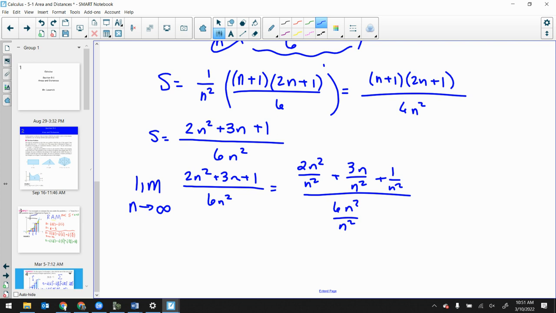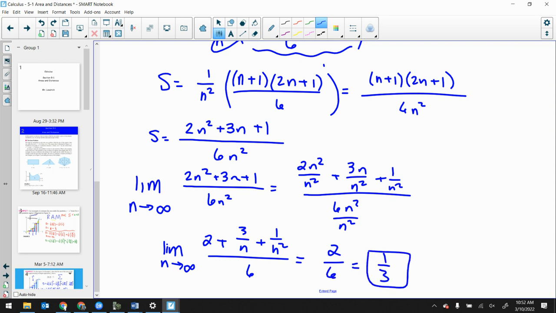And we cancel. So the limit as n goes to infinity of 2 plus 3 over n plus 1 over n squared, all over 6. If I make n go to infinity, what's going to happen to my two terms with the n in the denominator? Those are going to go to 0, and 2/6 is 1/3.